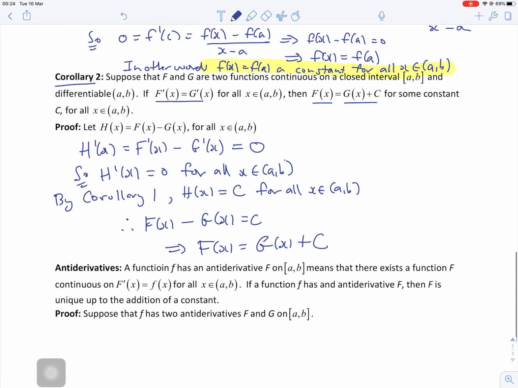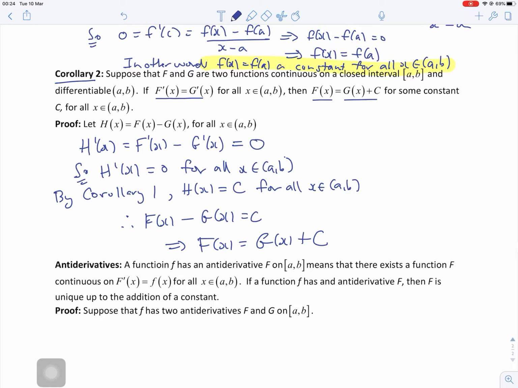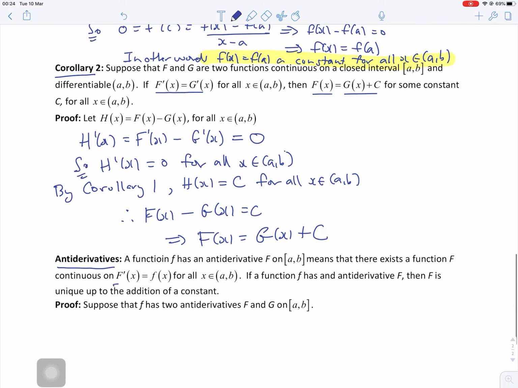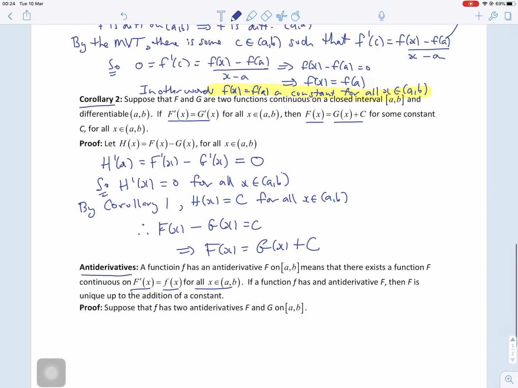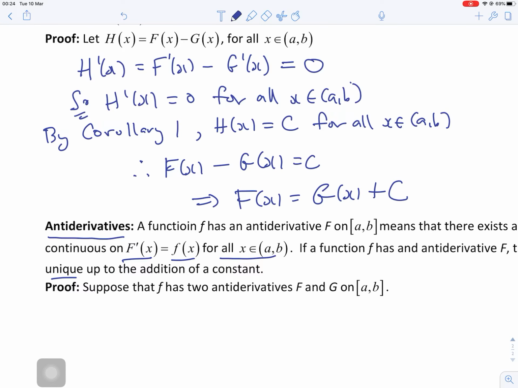Okay, so what the mean value theorem tells us is that when you're doing antiderivatives, if a function has an antiderivative on (a, b), what that really means is there's some function whose derivative is equal to little f. So big F is the antiderivative of small f means F prime of x is equal to little f of x for all x in (a, b). What corollary number 2 tells us is that if a function has an antiderivative F, then F is unique up to the addition of a constant.